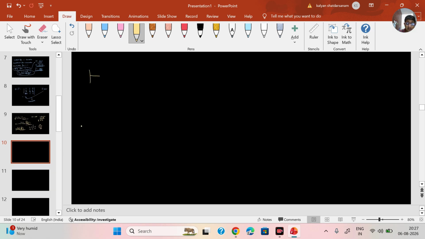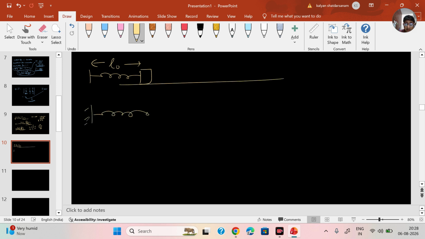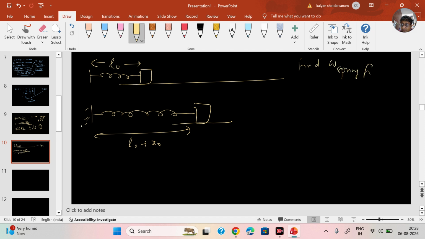For example, suppose the spring was connected to a block, it was in natural length. Later somebody pulled the block, and as a result the spring got expanded to a new length, say L naught plus X naught. In this process, what is the work done by the spring force on the block? So find work done by spring force on block. I also want to find work done by spring force on the wall. Work done by spring force on wall. Let's see both.